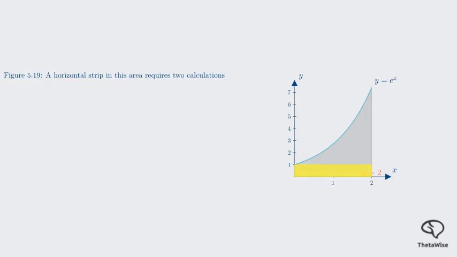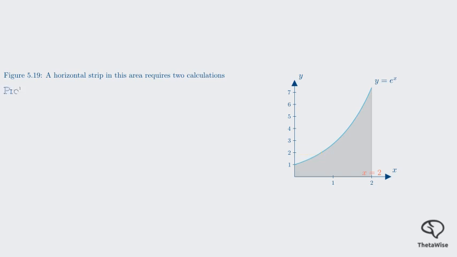But what happens when our strip moves above y equals 1? Now, the right-hand boundary is no longer the line x equals 2. It's the curve y equals e to the x. This means the length of our strip is now the x value on the curve, not a fixed value.